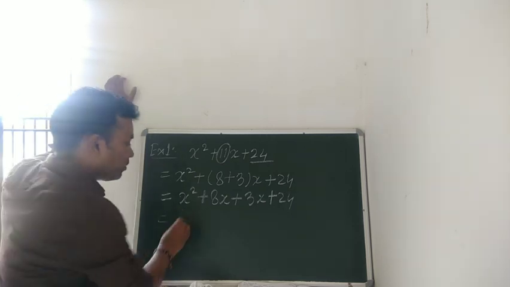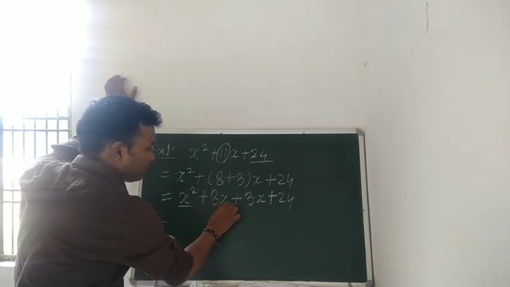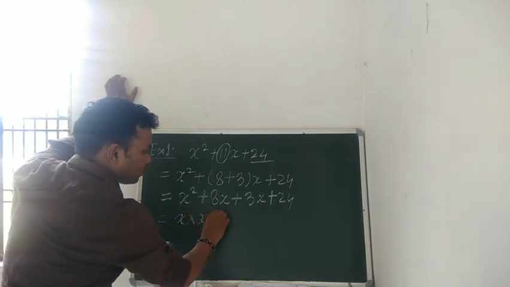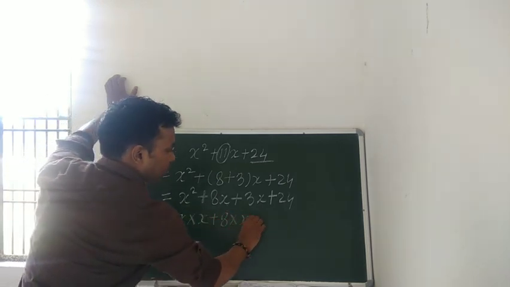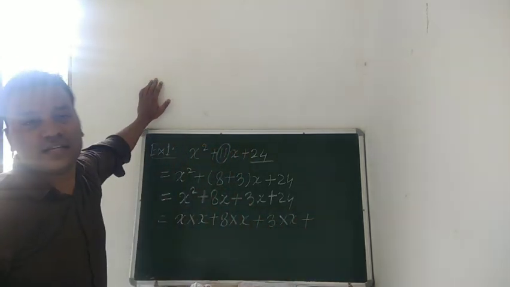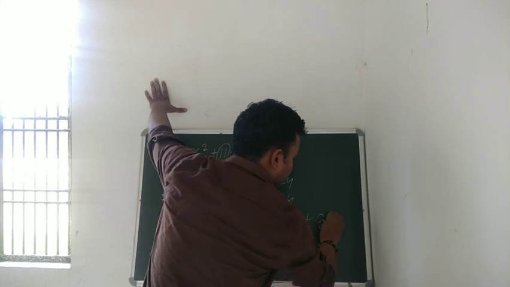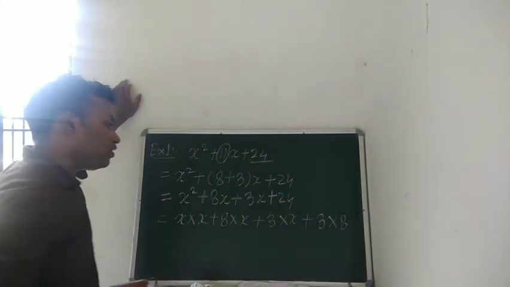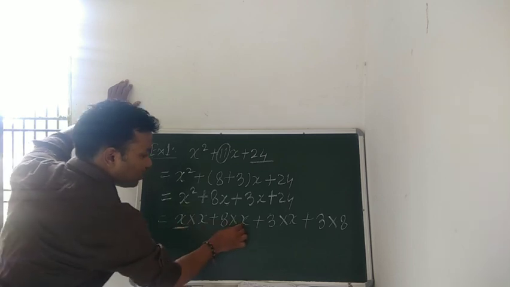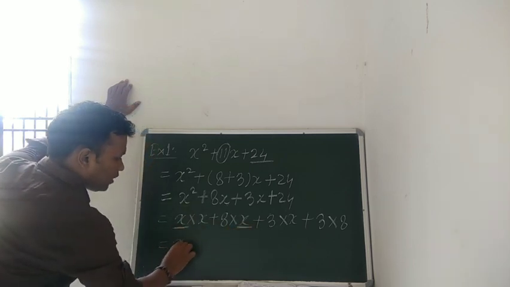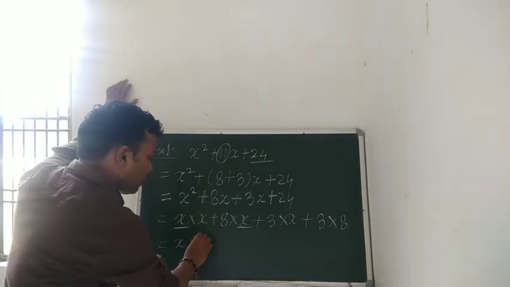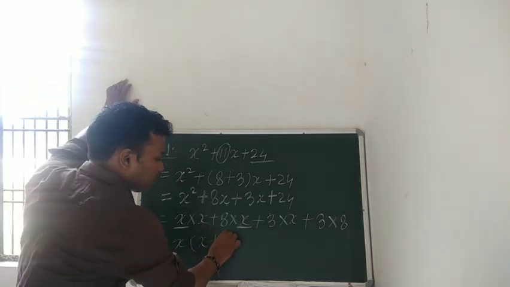Now in the starting 2 terms we can say that x is common, or you can expand x square as x into x, 8x as 8 into x, 3x as 3 into x, and this 24 can be written as 3 into 8. 3 8s are 24. Now we will try to find the common in the starting 2 terms, and x is the common. So we will take x as a common and the rest of the terms will be written inside the bracket, that is x plus 8.